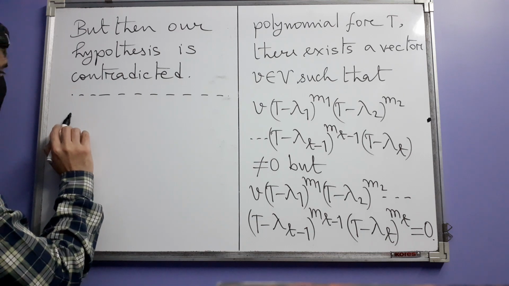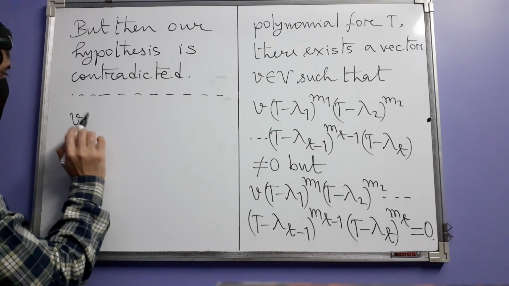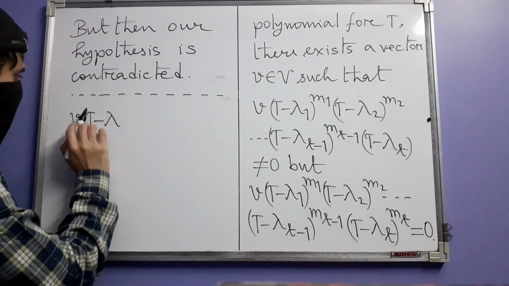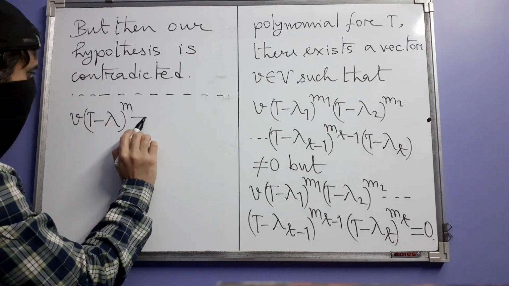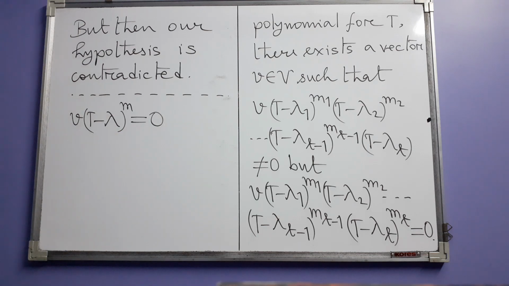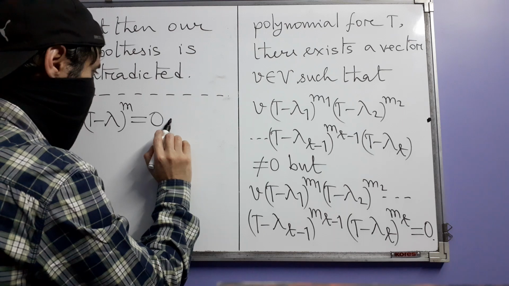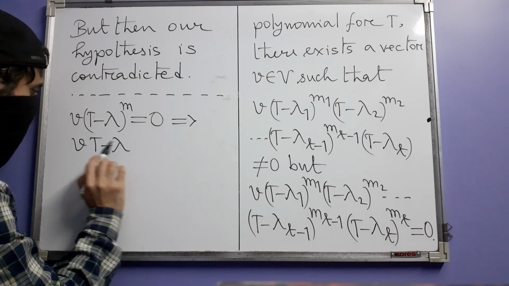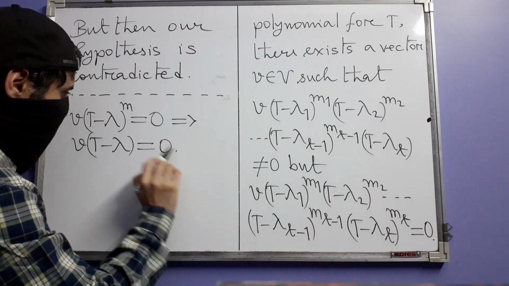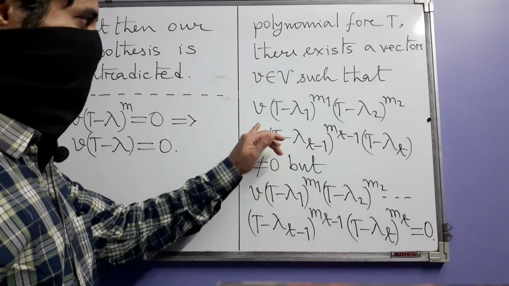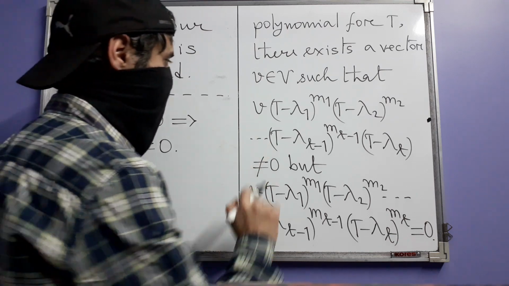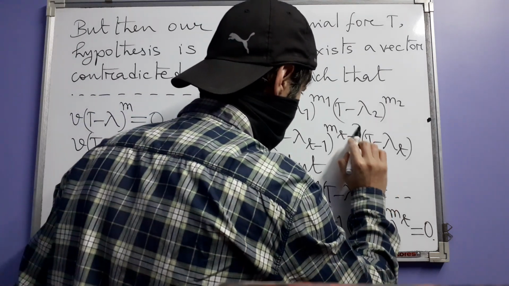What was our hypothesis? Our hypothesis was this, that if there is a vector v and a scalar lambda and a positive integer m, and we have this, then this implies that this should also be equal to 0. But you now have a vector. That vector is not this v. That vector is this.